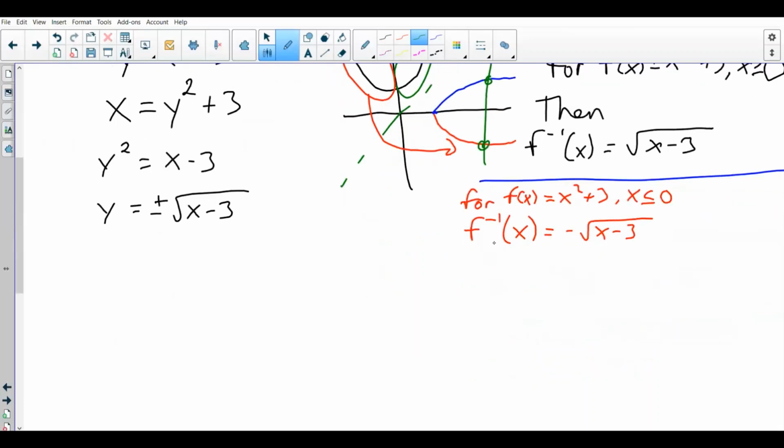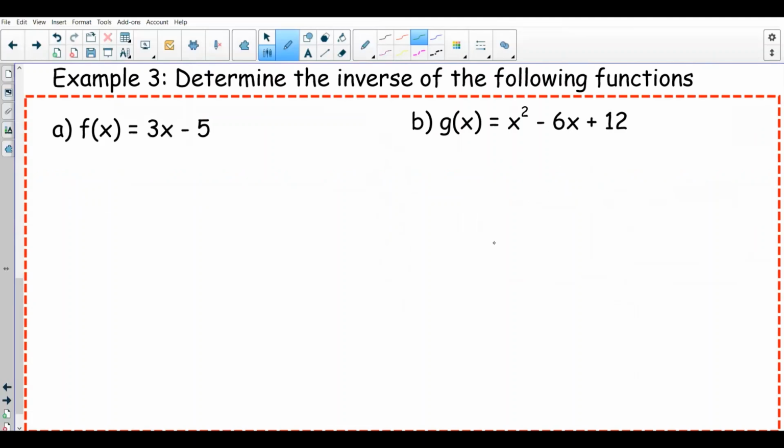All right, there are two more functions for you to determine the inverses of, and then we can talk about any issues that you may have had with any of these in our next class. Good luck with those.